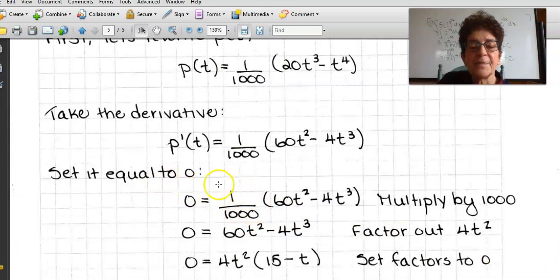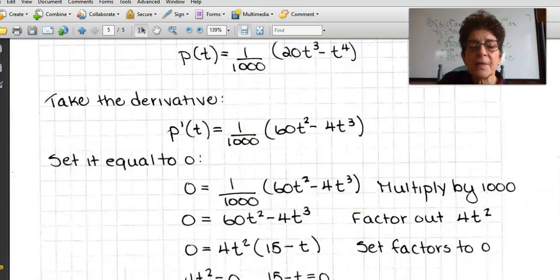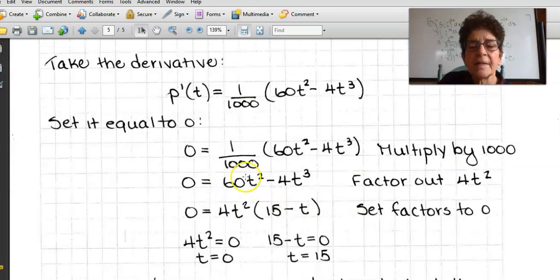Multiply both sides by 1,000 to get rid of this coefficient. Well, one good thing about multiplying by 0 is it eats whatever you throw at it, so 1,000 times 0 is still 0. And I'm left with this expression here. I'm going to factor out a 4t squared. That's my greatest common factor. And then I am going to be setting each of these factors equal to 0. Okay, when 4t squared is 0, t is 0. When 15 minus t is equal to 0, t is 15.